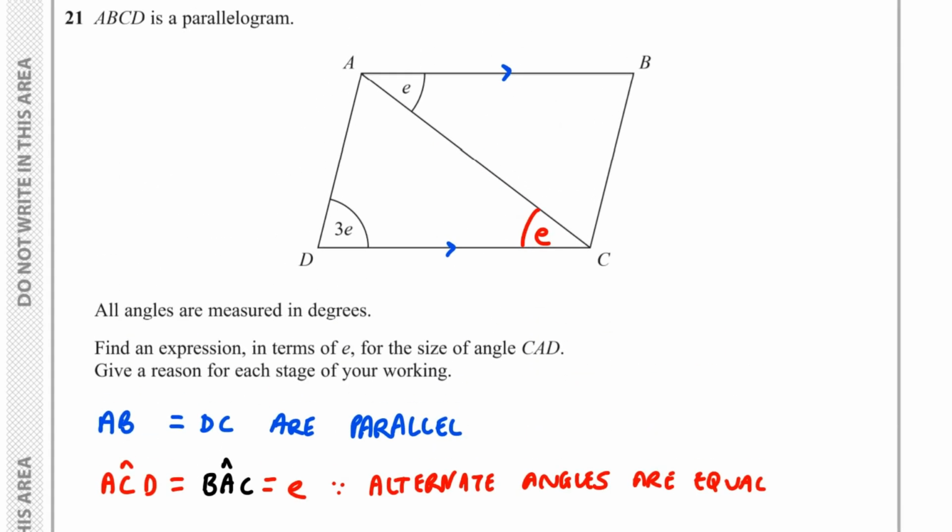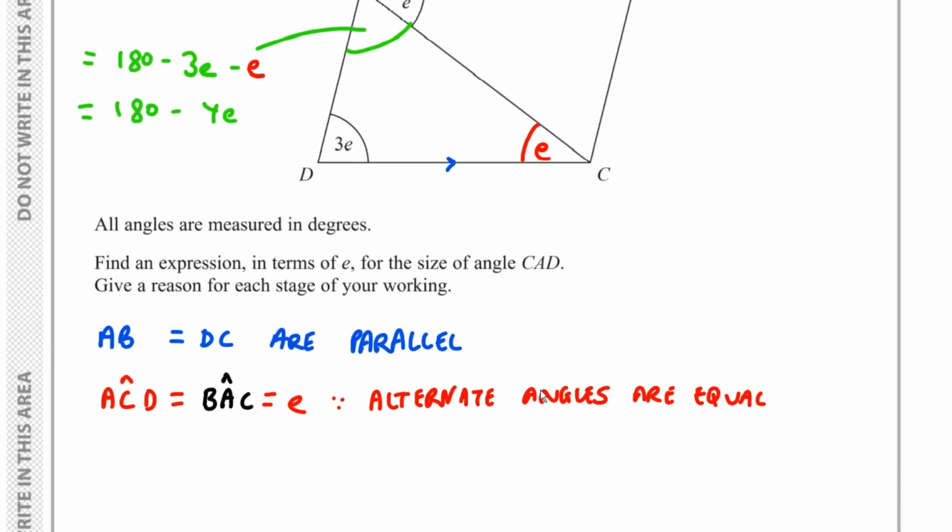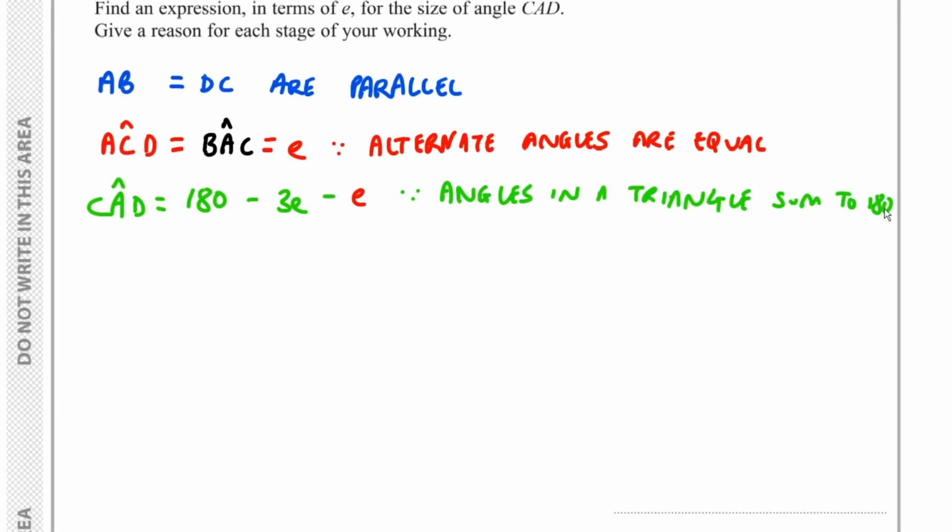And therefore, this angle here will equal 180 take away 3E, take away this other E, which is equal to 180 take away 4E. So, angles in a triangle sum to 180. So we've got 180 take away 4E, which is our expression.